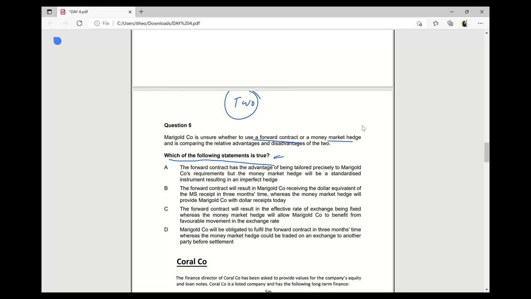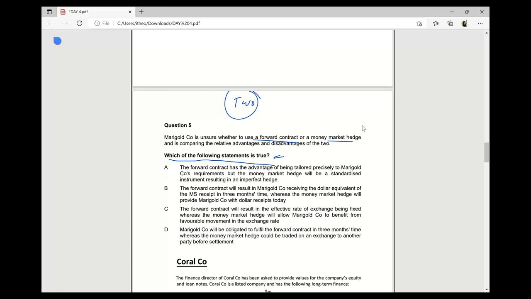The forward contract has the advantage of being tailored precisely to Marigold's requirement, but the money market hedge will be a standardized instrument. The forward contract will result in Marigold receiving the dollar equivalent of receipts in 3 months, whereas the money market hedge will provide Marigold with dollar receipts today. The forward contract will result in the effective rate of exchange being fixed, whereas the money market hedge will allow Marigold to benefit from favorable movement. Marigold will be obligated to fulfill the forward contract in 3 months, whereas the money market hedge could be traded on an exchange to another party before settling.